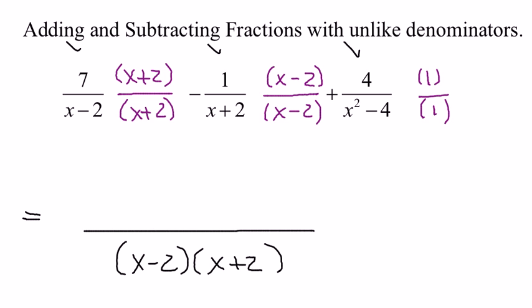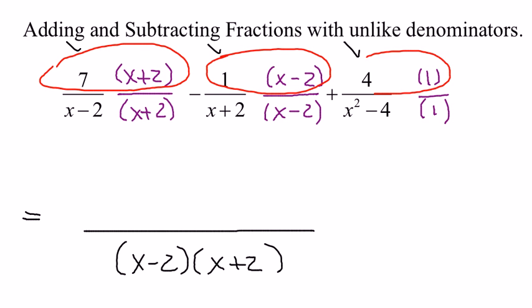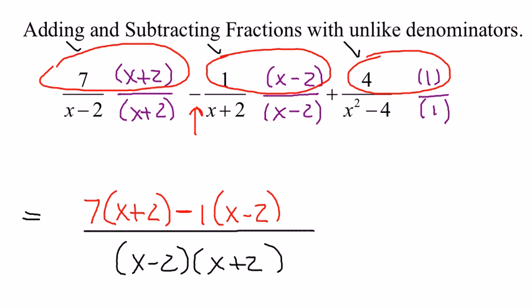So now what we must do is multiply the numerators to give us those equivalent fractions. So we have 7 times x plus 2. Note the negative here. Make sure you place that down in the next step. So we have negative 1 times x minus 2. And we also have this symbol here, the plus, and then times 4. So now all we need to do from here is just simplify.